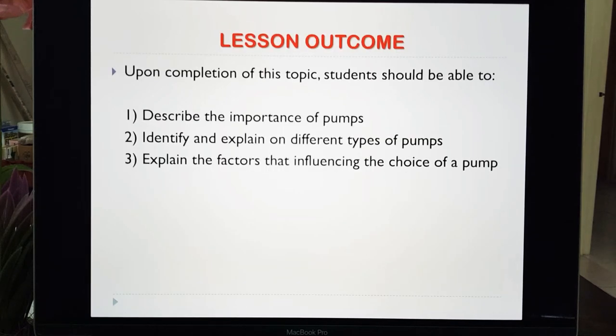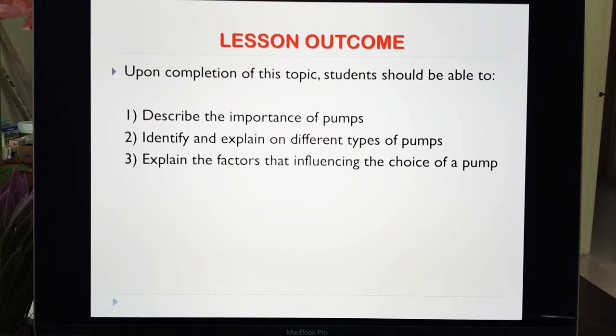Okay, so for this lesson outcome, upon completion of this topic, students should be able to describe the importance of pumps. They should be able to identify and explain different types of pumps, and explain the factors that influence the choice of pump. So which pump to choose in order to transport the fluid from one area to another area, or from lower ground to upper ground. Right, so basically pumps are used to displace or move fluid from one area to another area.